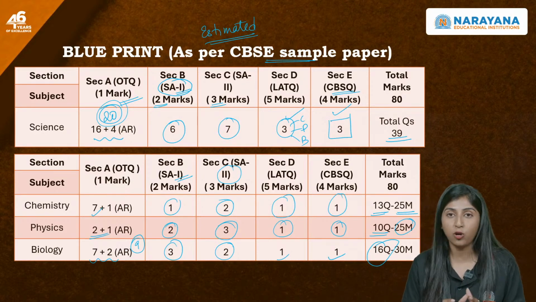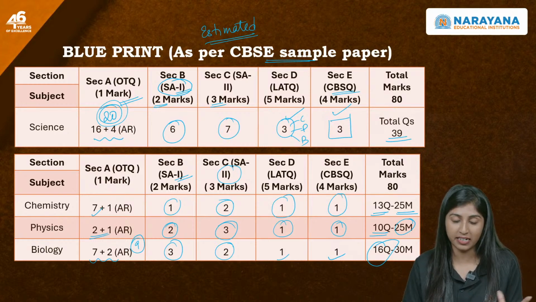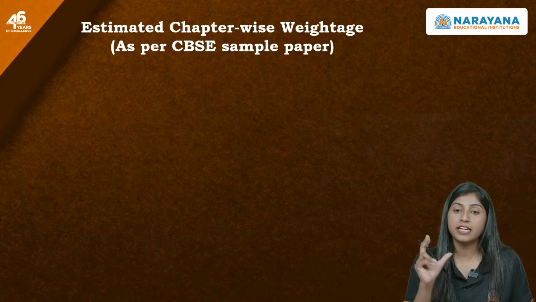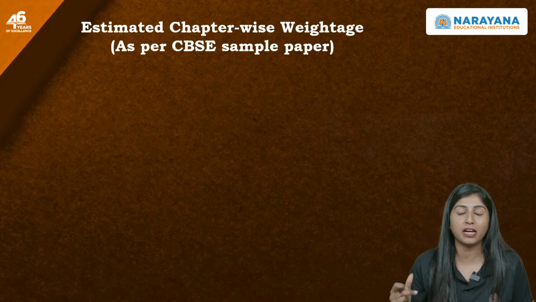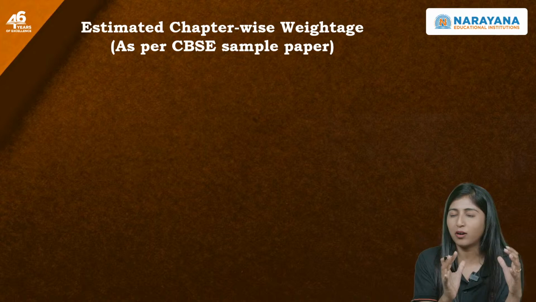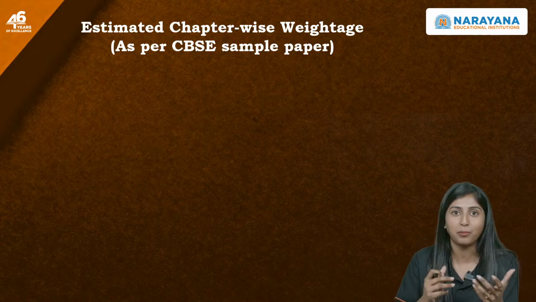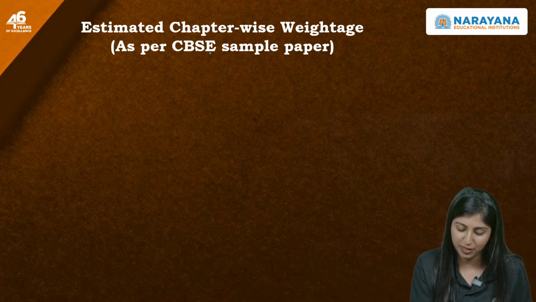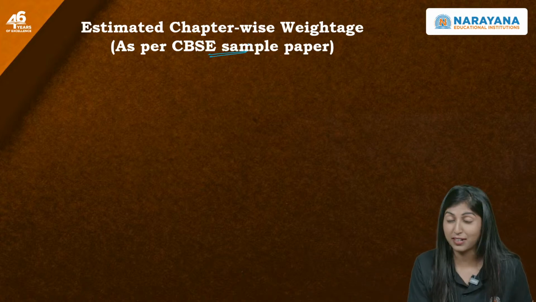So students, I hope that this blueprint is clear, and this blueprint is as per the CBSE sample paper. Now let's see what is the chapter wise weightage. भाई बस सब्जेक्ट को एनालाइज करके हमें छोड़ना नहीं है, हमें तो चैप्टर वाइज भी देखना है, राइट? कि भाई हर एक चैप्टर से कितने क्वेश्चंस आ रहे हैं. Again as per the CBSE sample paper, this is a very important thing, right?